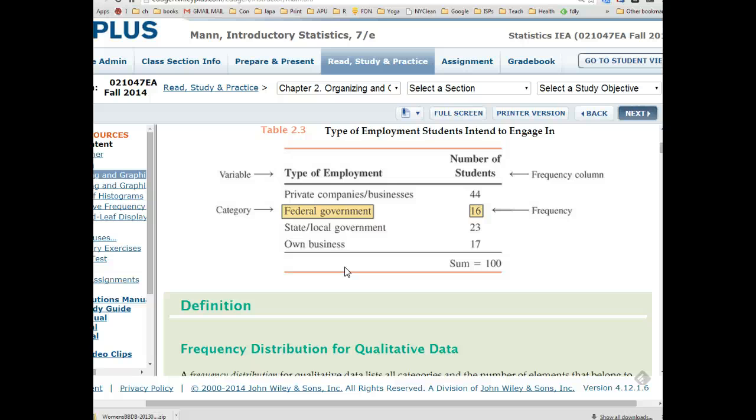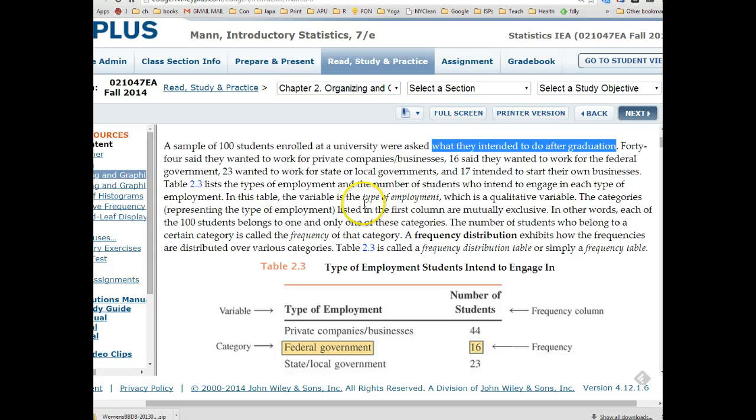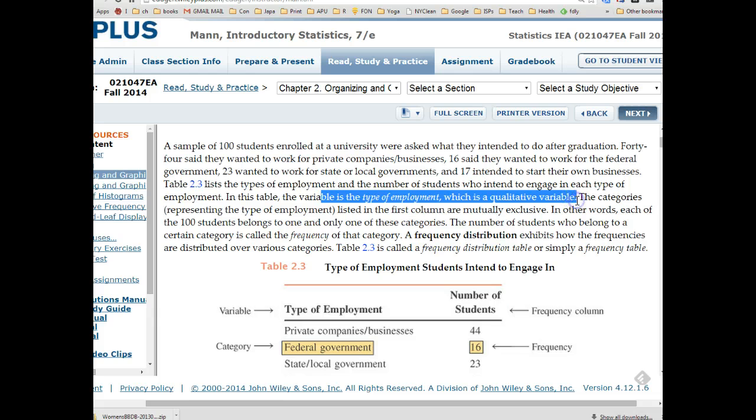So what determines whether it's numeric or not are the values that it can take. Okay? So this is not numeric data. Okay, so therefore it's qualitative data. The fact that there are numbers here doesn't mean anything about that question. This is just how many people vote for this, or want to do this, and how many people want to do this, right? All right, so any questions about that? So they say the variable is type of employment, which is a qualitative variable. Okay?